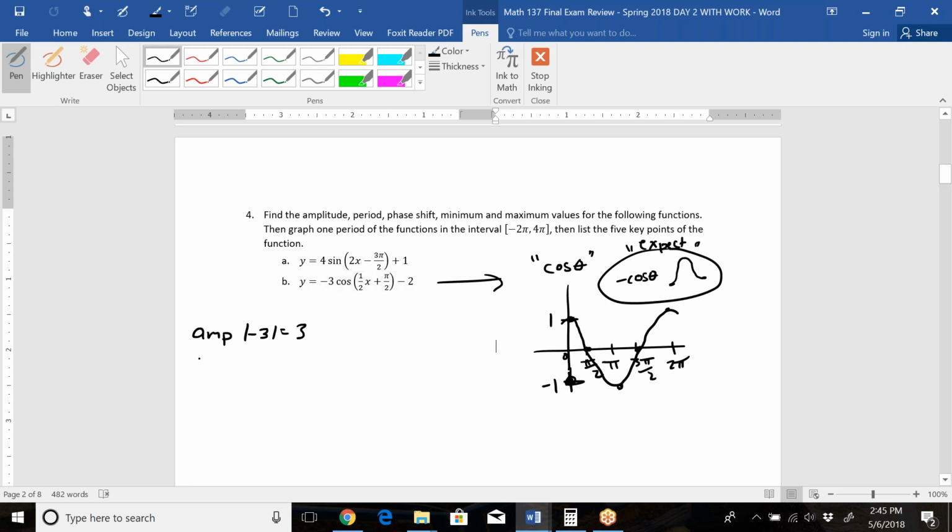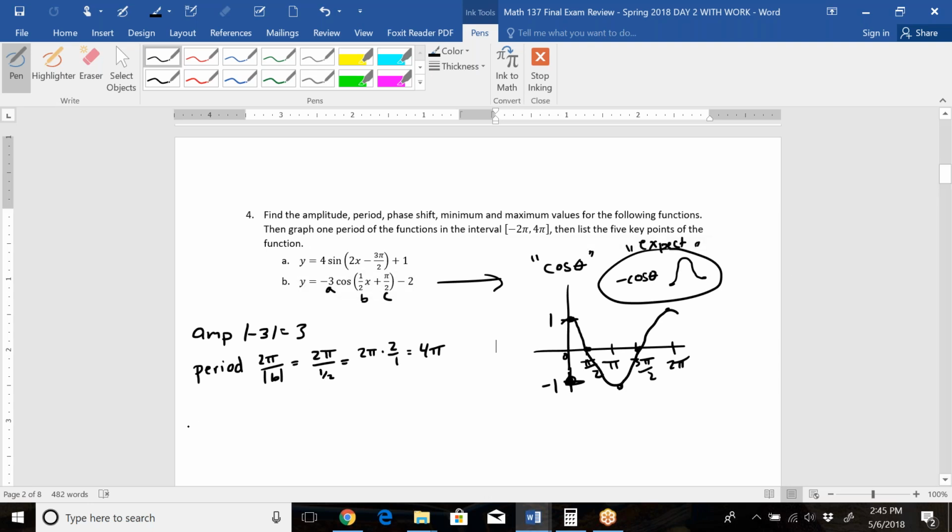And then we need to find our period. Our period is found by doing 2 pi, which is the normal period for cosine, divided by the absolute value of b. B is the number in front of x. So this is 2 pi over 1/2. So that's actually 2 pi times 2 over 1. So that's 4 pi. So this is actually going to be stretched out further. This wave is going to be stretched horizontally.